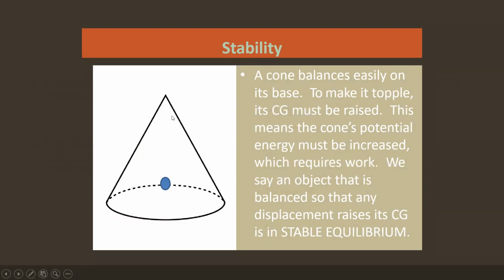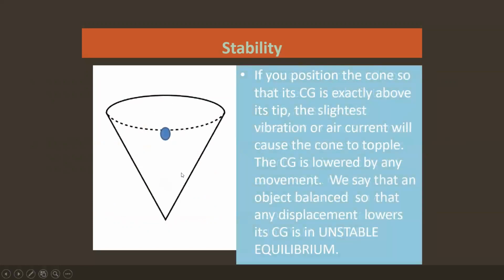And the center of mass. If we position the cone so that its CG is exactly above its tip, the slightest vibration or air current will cause the cone to topple. So this is toppling. The CG is lowered by any momentum. We say that an object balanced so that any displacement lowers its CG is in unstable equilibrium. So this CG is in unstable equilibrium.